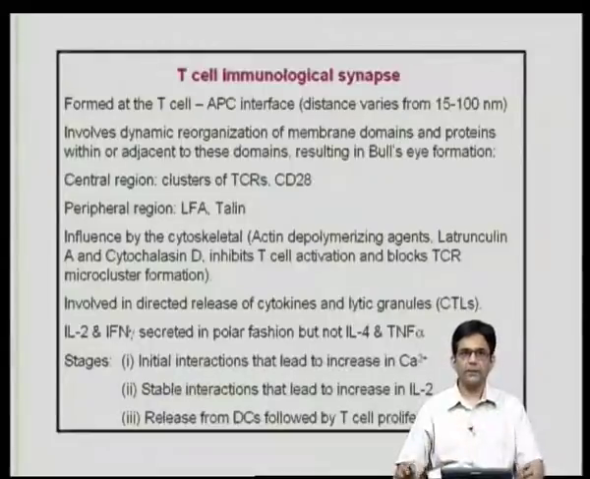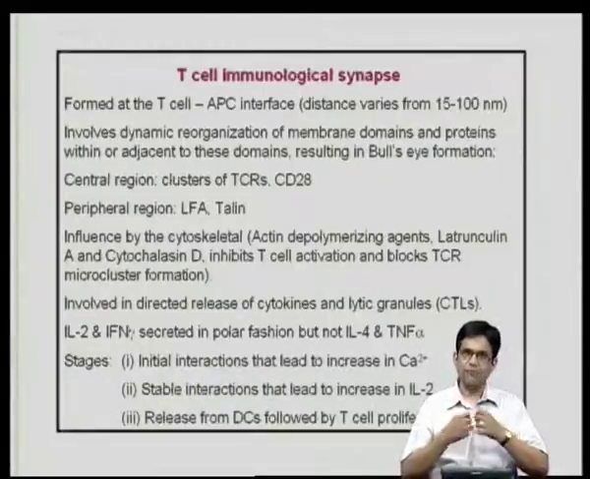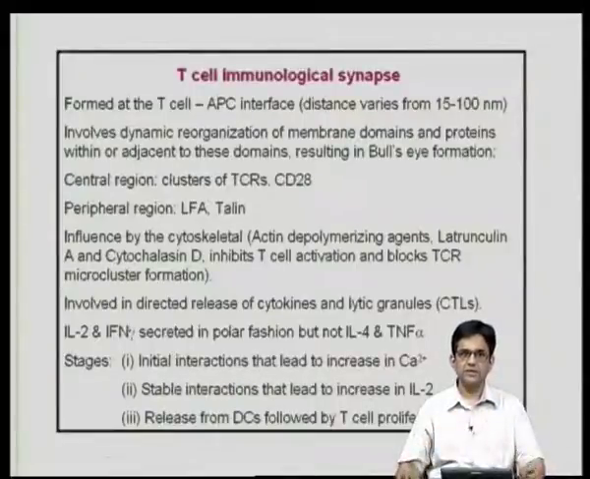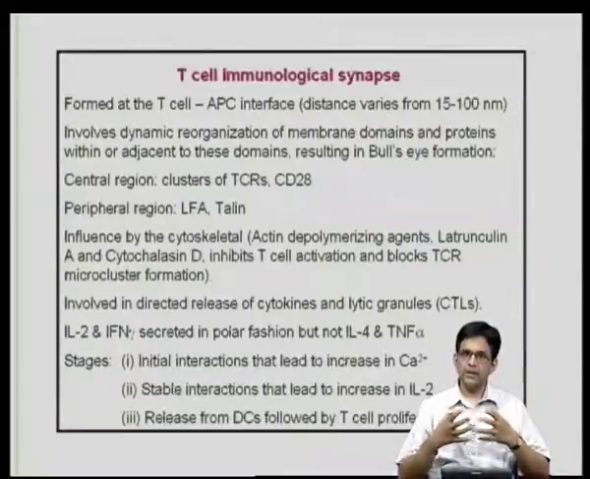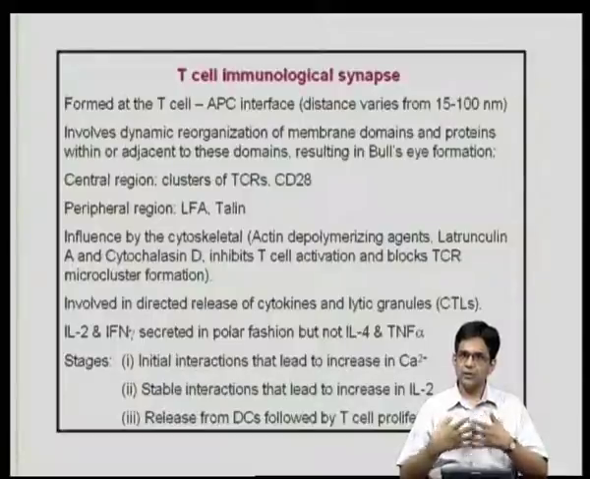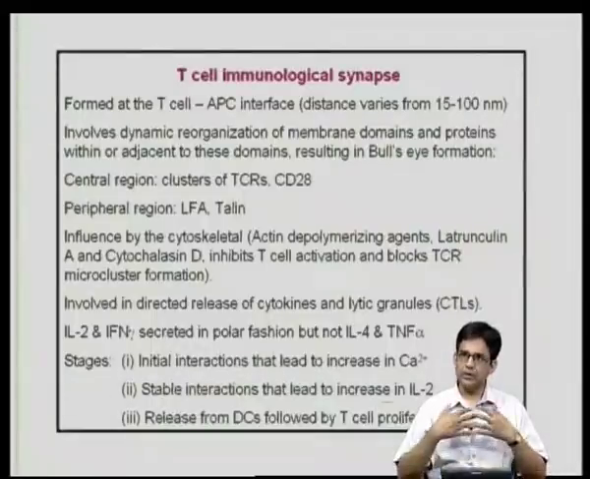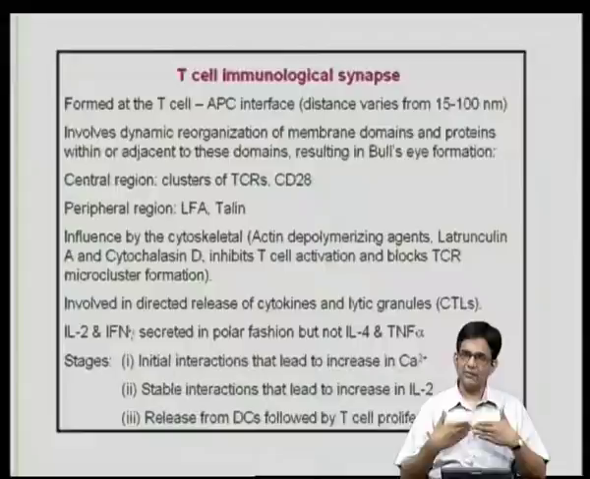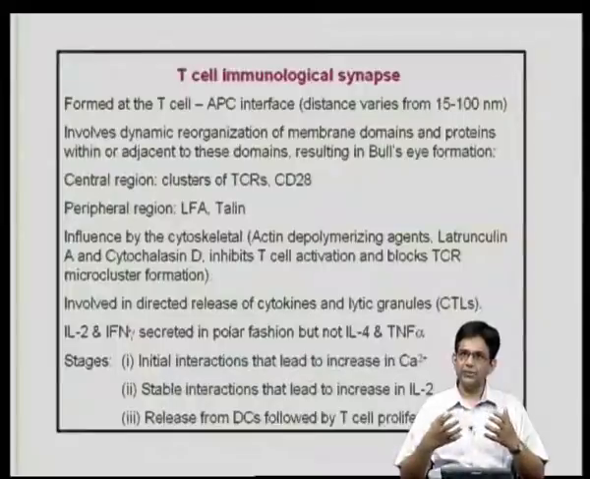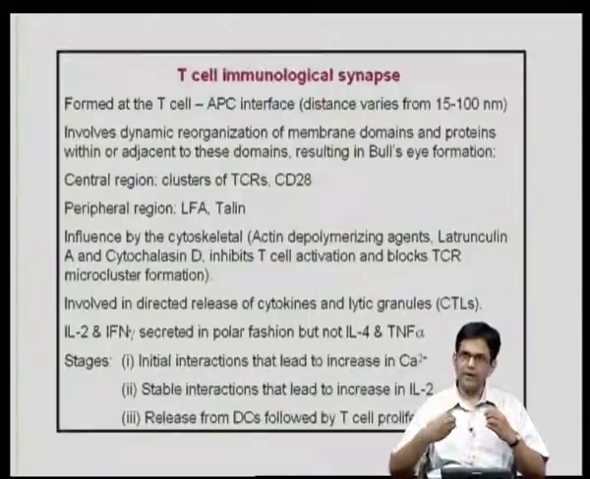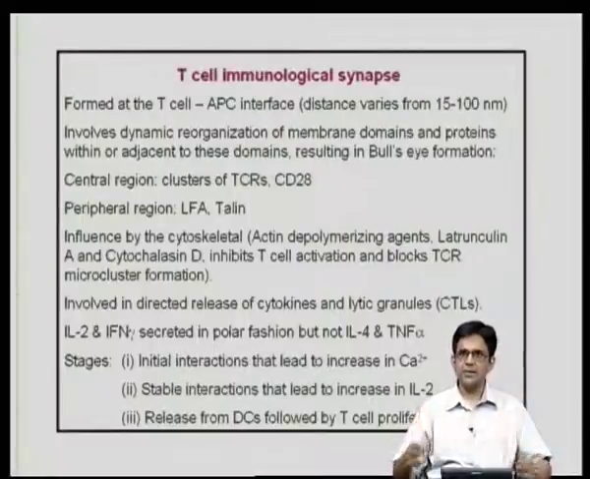And of course, this interaction between the T cell and APC involves initial stable interactions that lead to an increase in calcium. These will lead to stable interactions that lead to increase in IL-2, because that is once the T cell is getting activated and the program is on. You also need a sustained calcium for that, and that is something that we had studied in the previous class on T cell activation. Subsequently, there is T cell proliferation, and these newly divided T cells can go on and bind to other dendritic cells and then get activated, and this process can continue on.